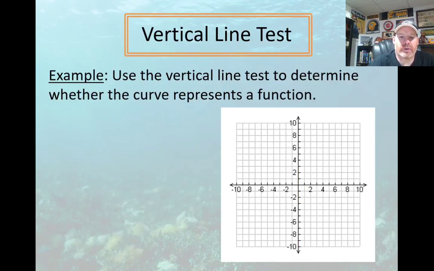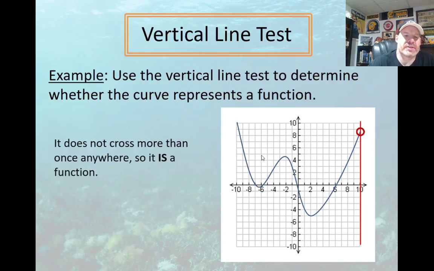All right, let's try another one. All right, so when I put my vertical line there and I slide it across, is it ever going to cross more than one spot? It never does. It's only one spot all the way through. So that again represents a function.